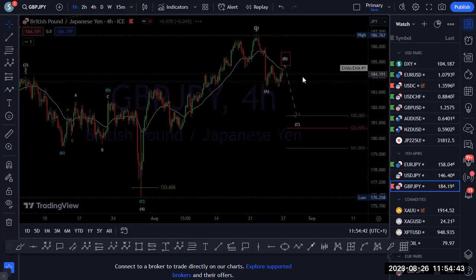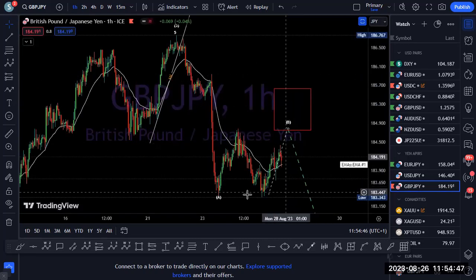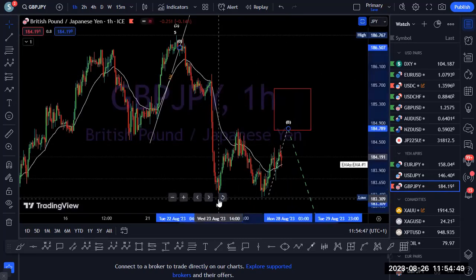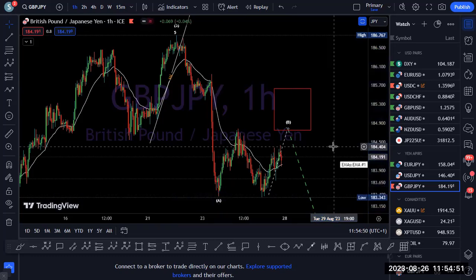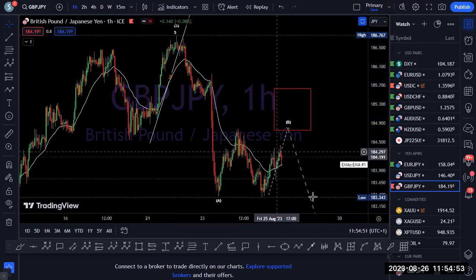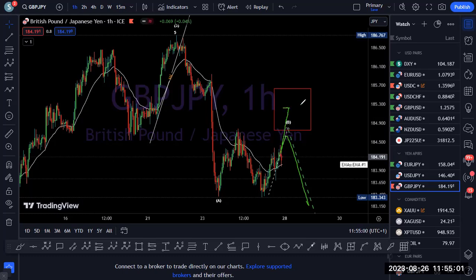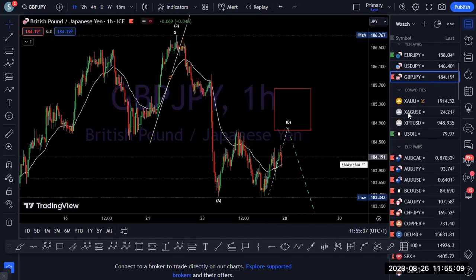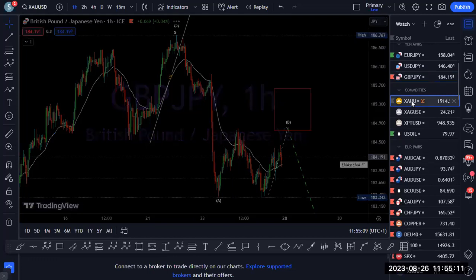Now, I don't know whether it will make a running flat or expanding flat, but I can see that it is making a flat. So whether it will be a running flat somewhere here and down, or an expanding flat somewhere deeper in this box and drop, the market will decide. But selling is still on correction. Gold.